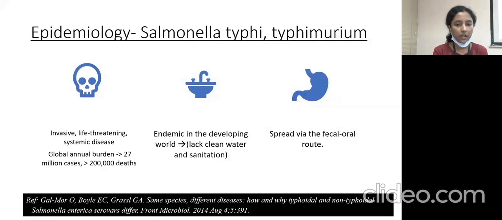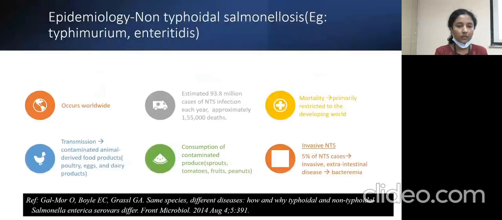The epidemiology of Salmonella typhi: it's an invasive life-threatening systemic illness with a global burden of more than 27 million cases and more than 200,000 deaths. It is predominantly seen in the developing world, largely due to a lack of clean water and sanitation, and can be transmitted feco-orally. The epidemiology of non-typhoidal salmonellosis: it occurs worldwide, but mortality is predominantly restricted to the developing world. It can be transmitted via contaminated food products, and in only 5% of cases there can be invasive extra-intestinal disease due to bacteremia.